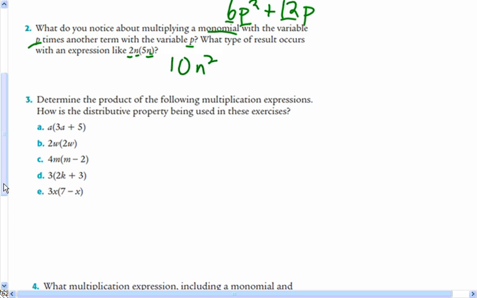I'll just pick a couple to do. I'll do D right here. So we're going to take 3 times 2k. 3 times 2 is 6k. And then 3 times 3 is 9. So that's the expression we get there. And we'll do one more here. 2w times 2w. 2 times 2 is 4. w times w is w squared. All right. The other ones we can do in class.